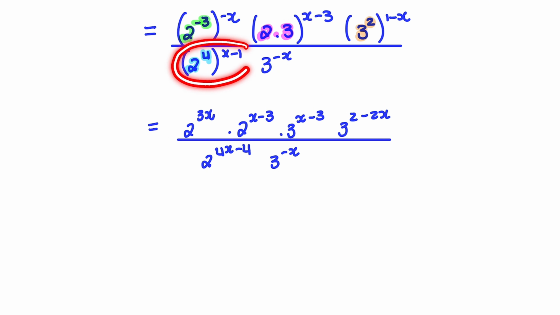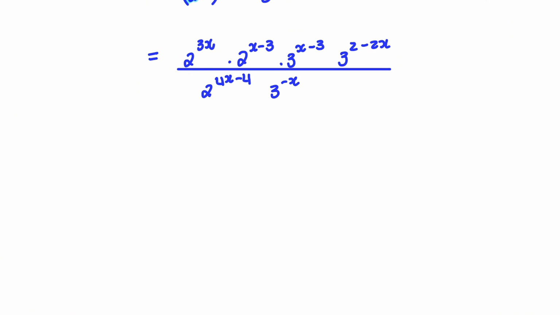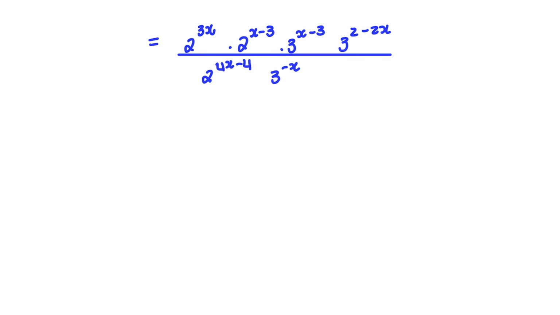Below the line, we have a similar scenario. We have 4 multiplied with x minus 1, which becomes 4x minus 4. So we have 2 to the power of 4x minus 4, and then 3 to the power of negative x. And now can you see that all our bases are either 2's or 3's? So we can apply the laws of exponents.